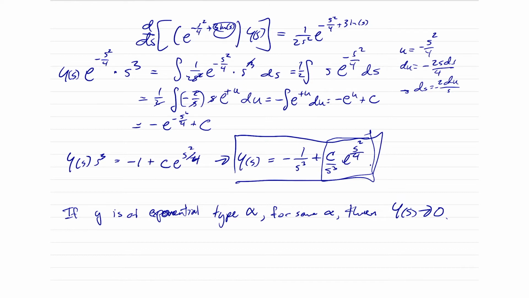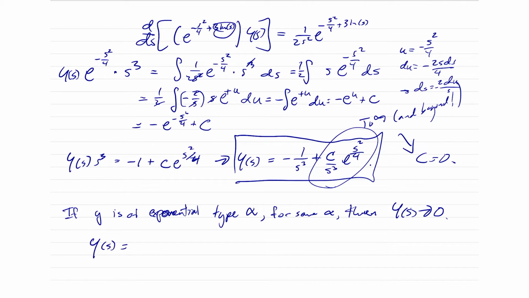This is s cubed, but s cubed is always outcompeted by an exponential, and this is not just an exponential, but it's an exponential with an s squared on the inside. So this is definitely going to infinity. So we don't like that. And the only way to get rid of it is that basically c has to be equal to 0. So that tells us, ultimately, that y of s must be equal to minus 1 over s cubed.